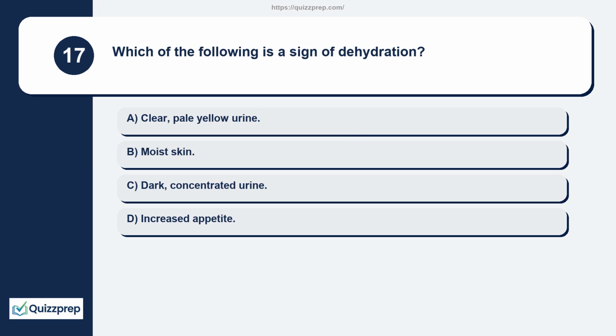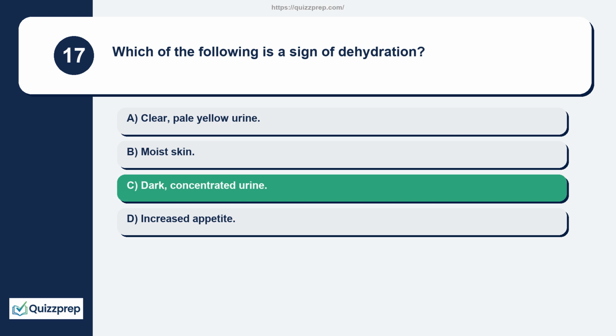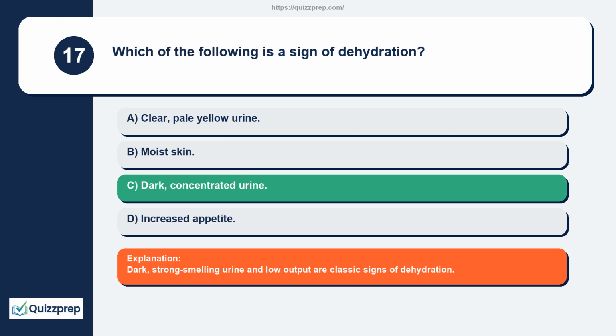Question 17. Which of the following is a sign of dehydration? Clear, pale yellow urine, moist skin, dark, concentrated urine, increased appetite. Dark, strong-smelling urine and low output are classic signs of dehydration.